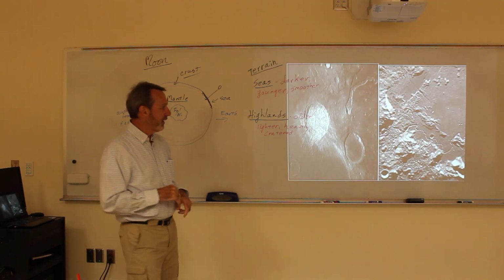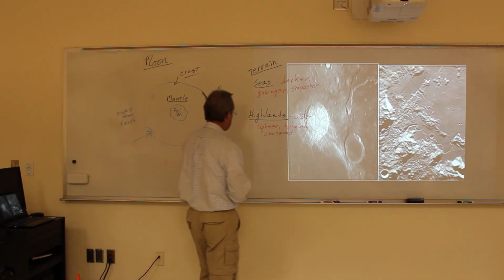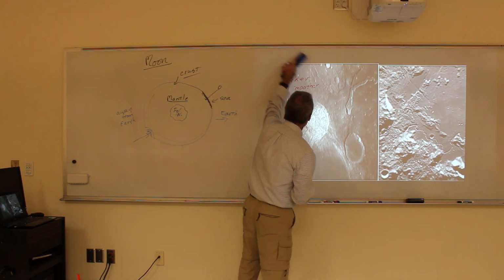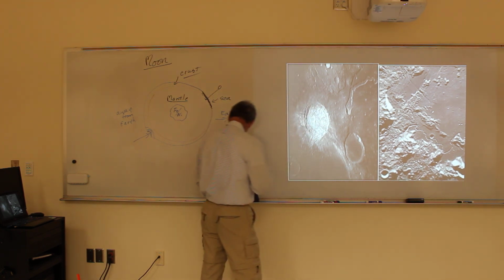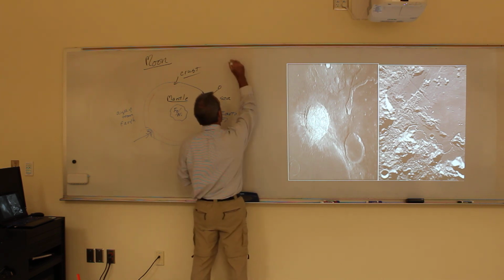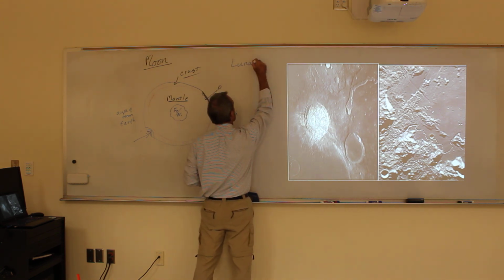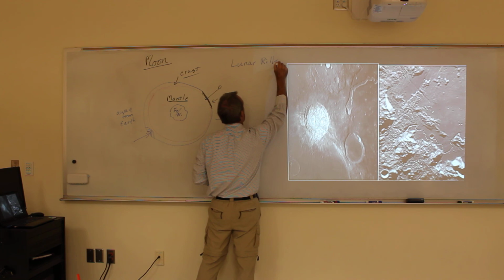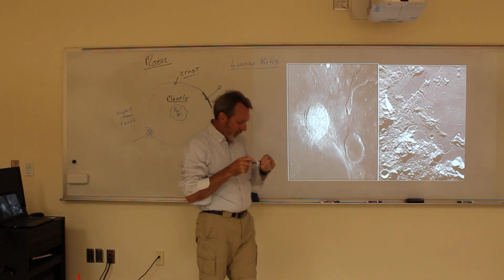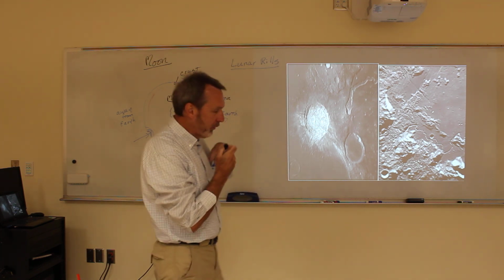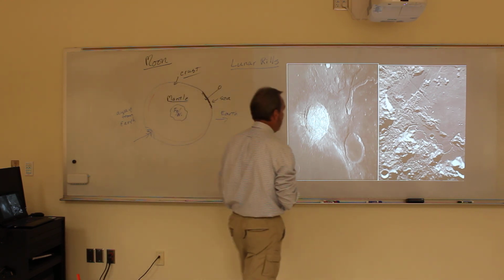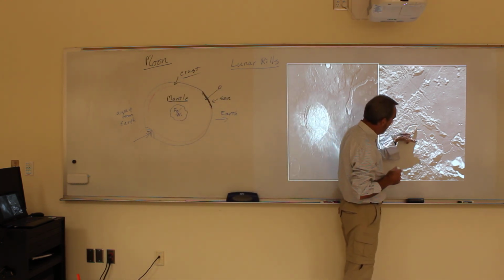All right, we also see a couple cool things on the moon. We see what we call lunar rills. We see these on Earth too, but the lunar ones are very interesting. See this right here? It looks like a river.